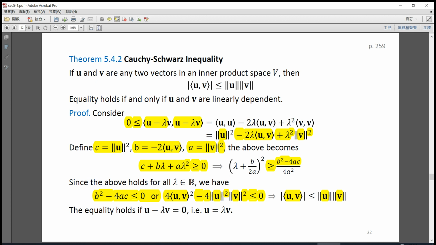And last, we consider when the equality holds. The equality holds if and only if u minus lambda v equals the zero vector. This is due to the first property of the inner product. Then we have u equals lambda v, which means u is a scalar multiple of v, and this means u and v are linearly dependent. And the proof is finished.